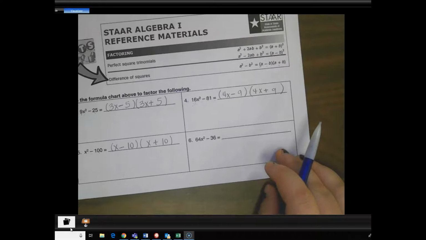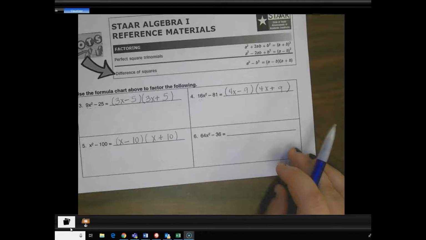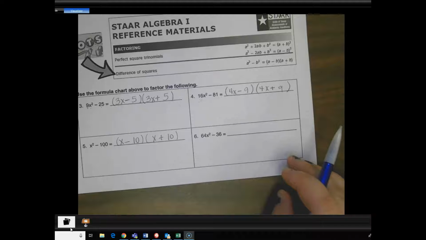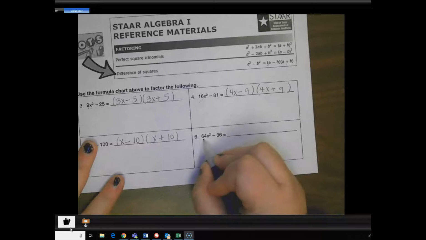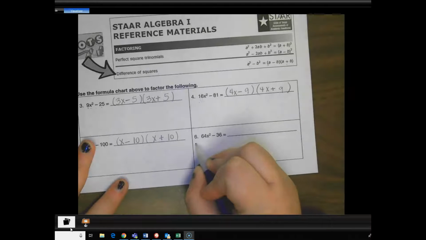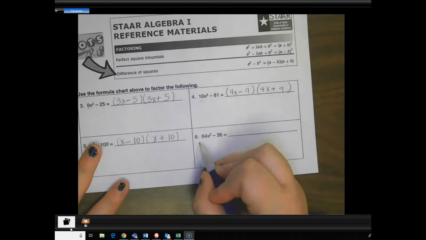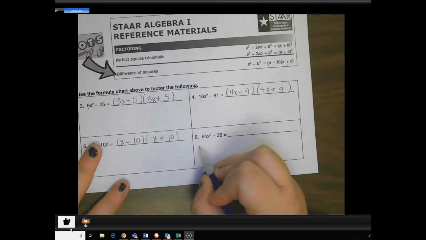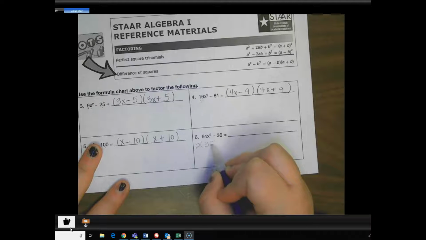All right, let's look at the next one. This one's a little bit different. And the reason why is we always need to pull out first. Like we need to pull out what we can first. So I need to think, what can I pull out of each of these? So in class today, someone said 2. And if you'd pulled out 2, you would have been left with, and I'm going to write it lightly because I'm going to erase it.